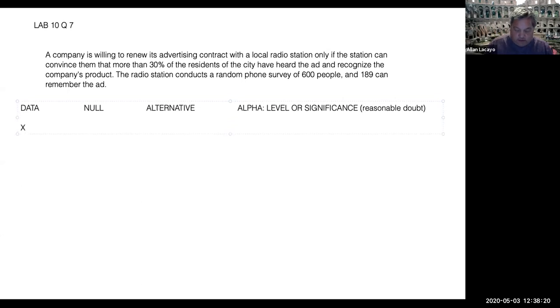So the data says that you see 189 people remembering the ad. The null hypothesis says that the percentage of people who see the ad and remember it should be less than or equal to 30%. The alternative says more than 30%. And the level of significance is 5%. In addition, you know that you're studying 600 people at random. So the percentage of people here is 31.5%. This is what we call the sample proportion.